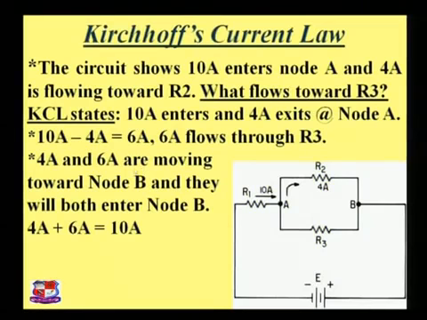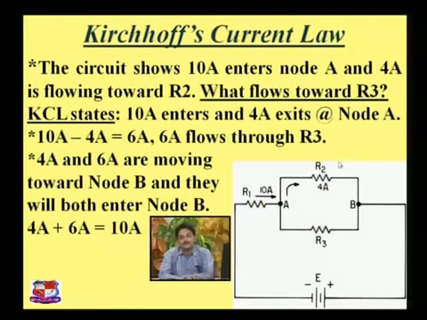Now for Kirchhoff's current law, there is one example here. Suppose we want to find the value of the current flowing toward the resistance R3. See the figure. There is a resistance R1, R2, R3 and the EMF, that is E. Here we can see that a 10 ampere current enters, and a 4 ampere current flows out at node A, and that is point B, and we have to find the value of the current at point B.